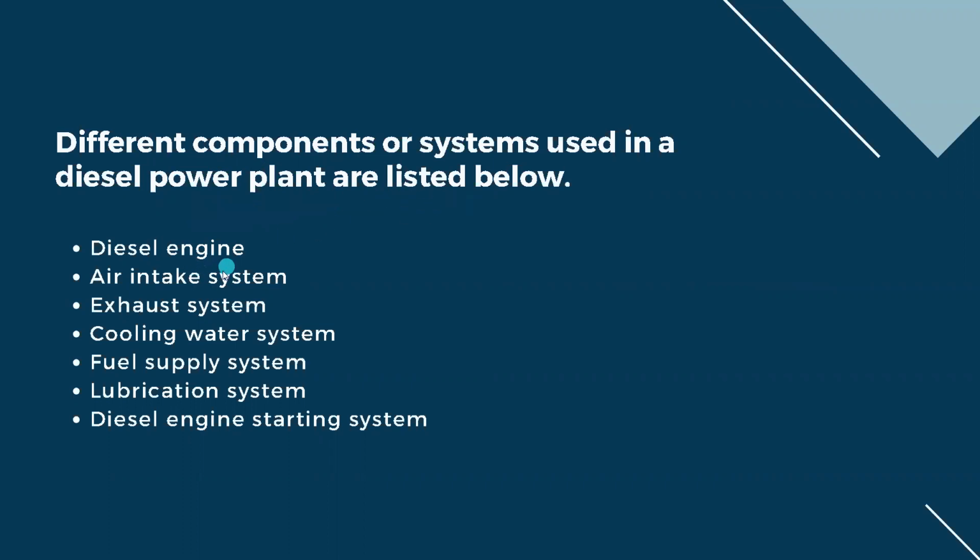First is the diesel engine. Second is the air intake system. Third is the exhaust system. Fourth is the cooling water system. Fifth is the fuel supply system. Sixth is the lubrication system. And seventh is the diesel engine starting system.